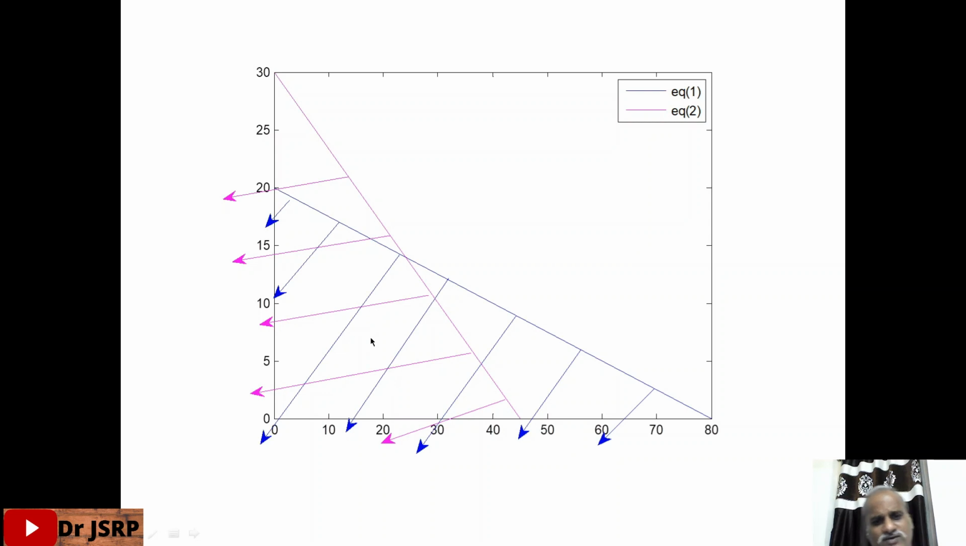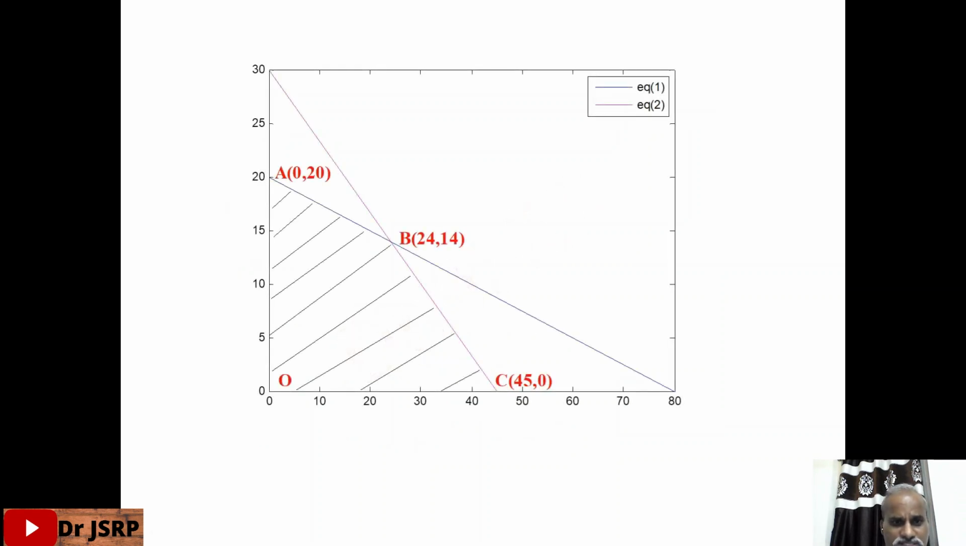Since x1, x2 are greater than or equal to 0, the feasible region lies in the first quadrant only. So you have to consider the common region in the first quadrant only. Since x1, x2 both are greater than or equal to 0, the feasible solution region should lie in the first quadrant only. Okay, right. Now this is the feasible region.